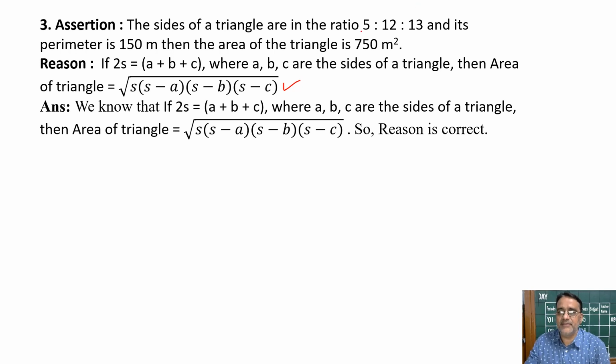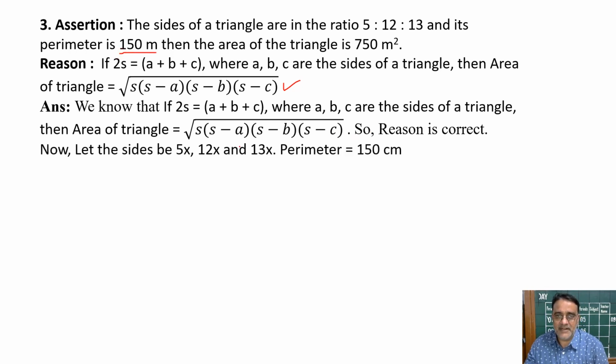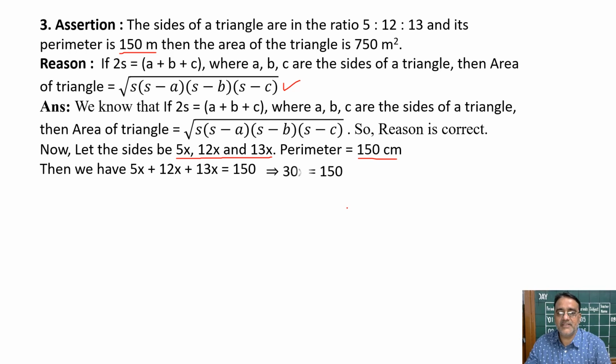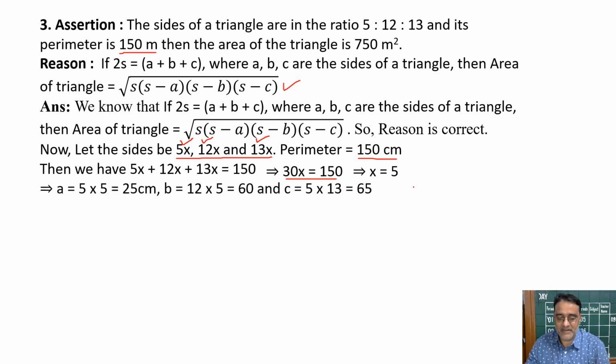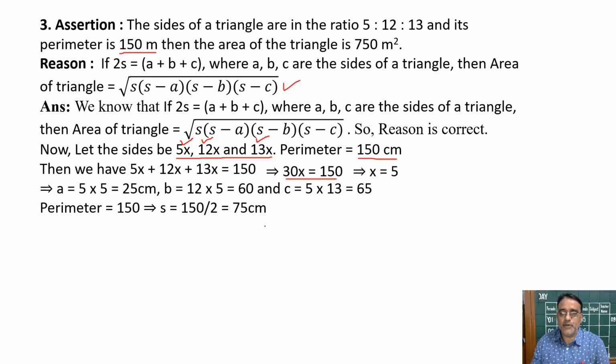So let the sides be 5x, 12x and 13x, and the perimeter is given as 150. Right. So what is the sum of 5x, 12x and 13x? 30x. 30x is equal to 150. So what is the value of x? 5. Right. So 5 into 5, 25 will be a, and b, let it be 12x, 12 into 5, 60. c, 13 into 5, 65. Right. Now the perimeter is given as 150. So what is the semi-perimeter? 75. Very good.